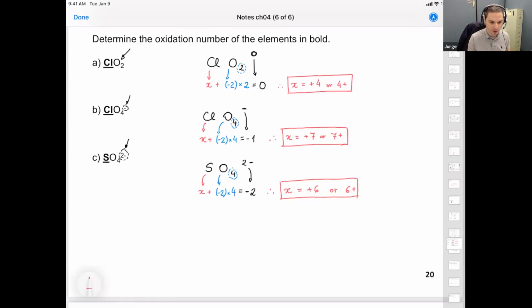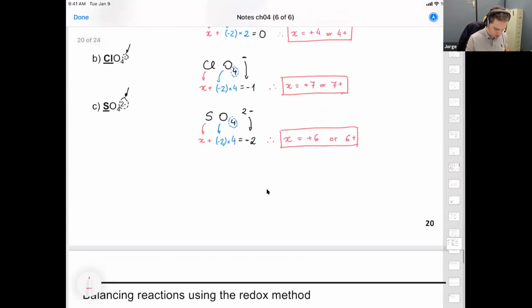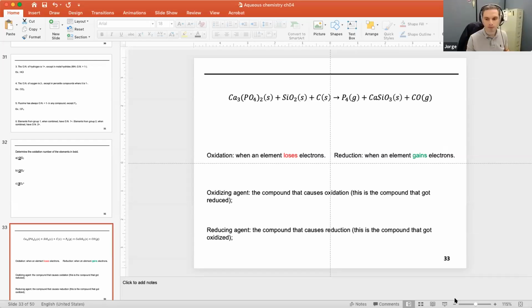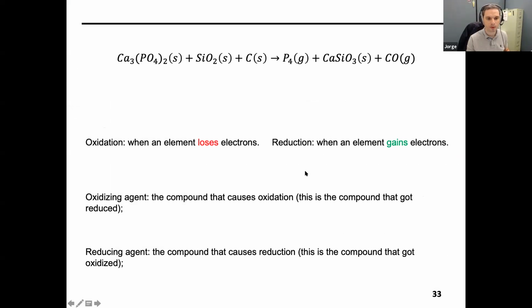Okay, so very good. Okay, let me switch screens again. Okay, awesome.